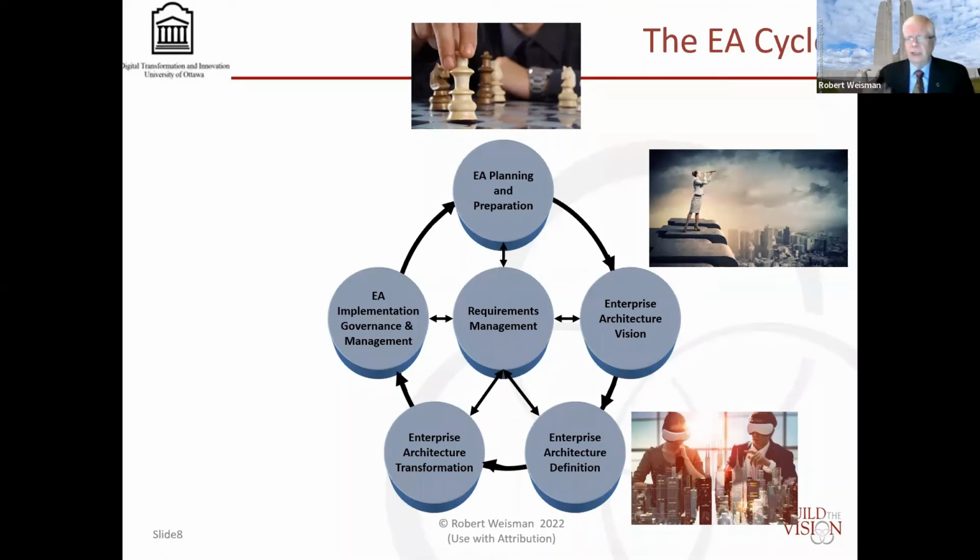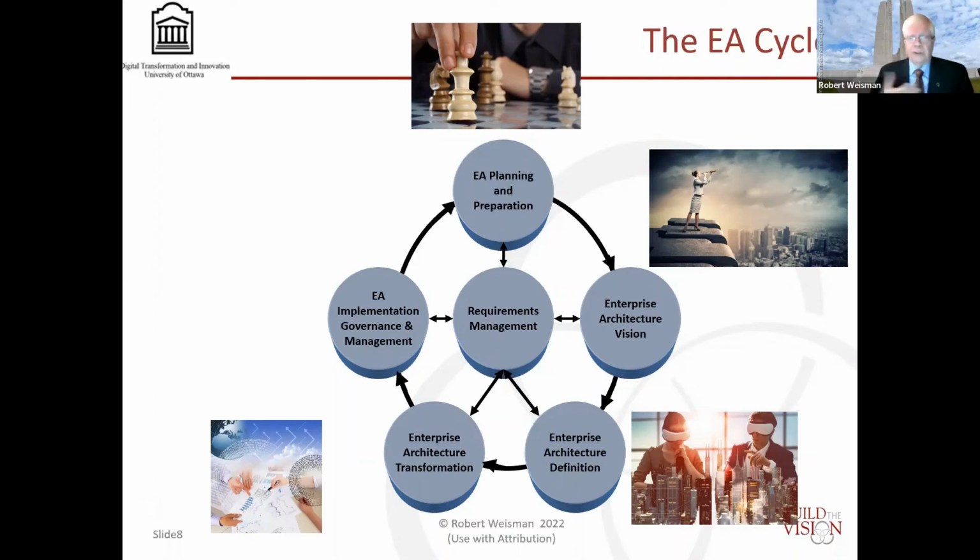I'm assuming that you understand request for proposal and request for quotes. These are the things where, when you go to a request for proposal, you have to make sure that the deliverables fit together. And then the enterprise architecture transformation: you've got to figure out, okay, fine, this is where I want to go. How am I going to get there? You have to implement it.